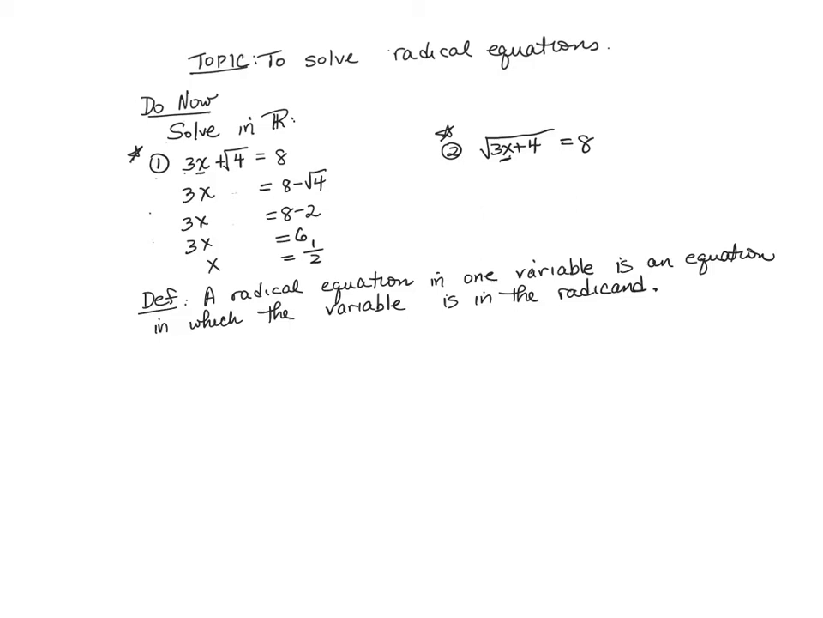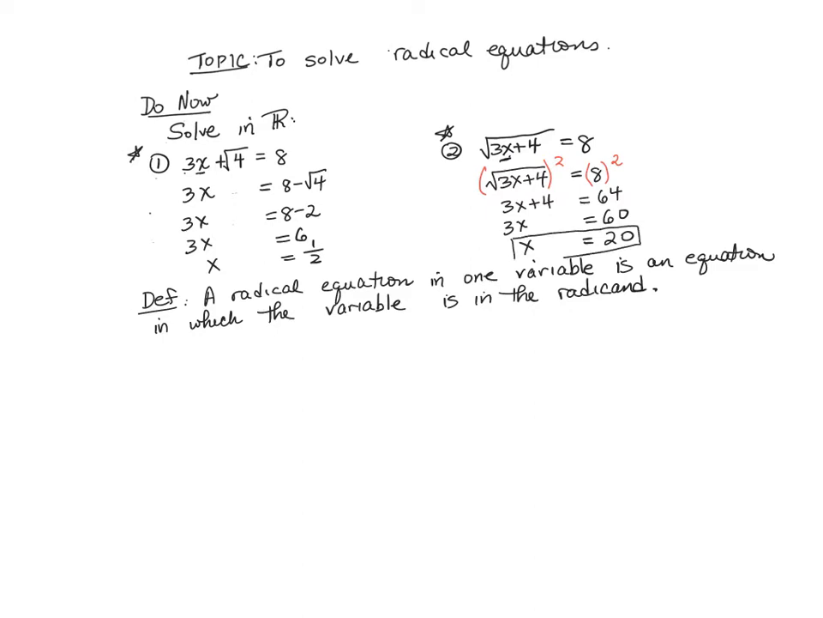In the second equation, to clear the radical, because we do want to isolate the 3x, which is underneath the radical, what we do is we square each side. So let's do that. And when we do this, we get 3x plus 4 is equal to 64. 3x is equal to 60, and x is 20. And that would be the solution.